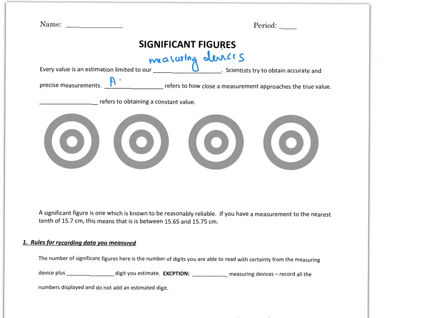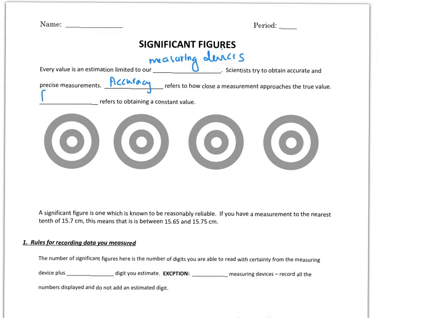Accuracy refers to how close a measurement approaches the true value. So how correct is your measurement? For example, if I have something that's 10 kilograms and I measure it and I'm really close to 10 kilograms, then that means that I'm very accurate. If I'm really far off, then I'm not very accurate.